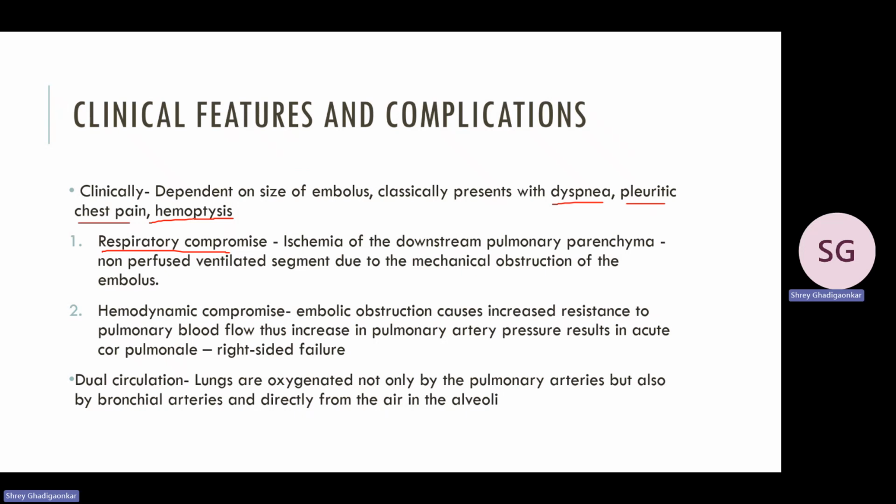The complication could involve respiratory compromise or hemodynamic compromise. In respiratory compromise, there's usually ischemia of the downstream pulmonary parenchyma and the non-perfused ventilated segment due to the mechanical obstruction of the embolus. In the hemodynamic compromise, it's usually embolic obstruction, which causes increased resistance to pulmonary blood flow. Thus, you have an increase in pulmonary artery pressure, which results in acute cor pulmonale, which is also known as right-sided heart failure.